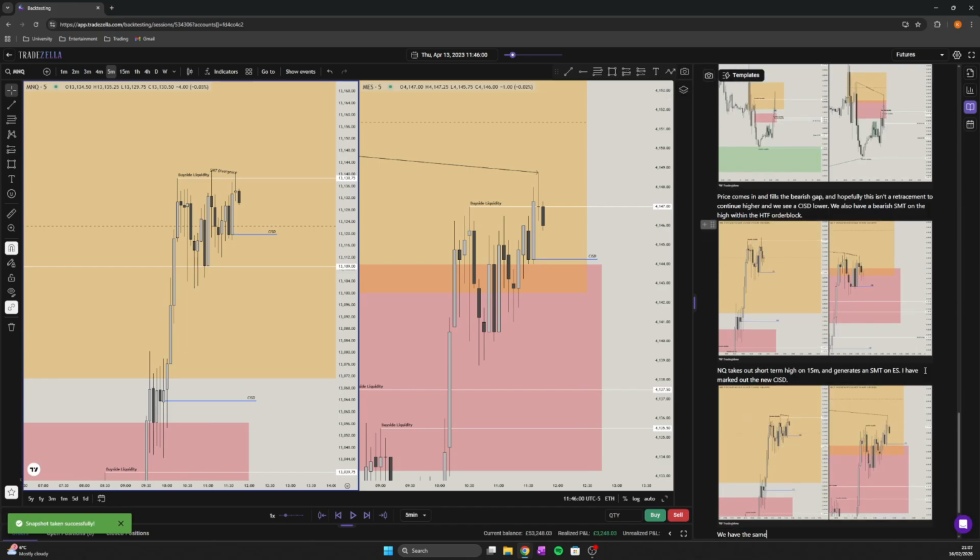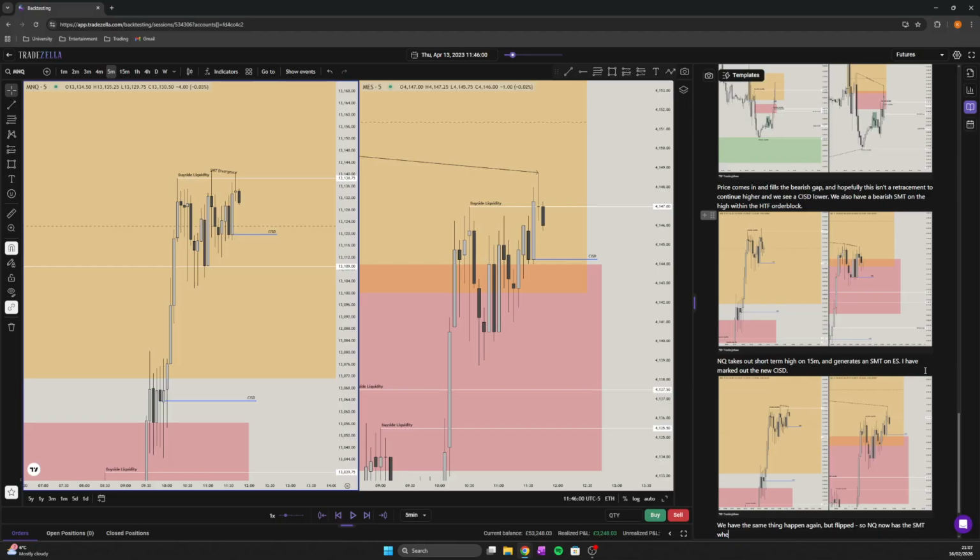So we have the same thing happen again, but flip. NQ now has the SMT, whereas ES takes out the high. Repositioned the CISD and await. I'm waiting for it to be broken.